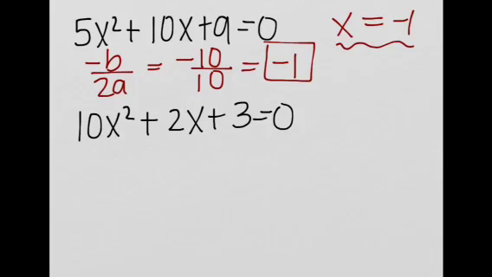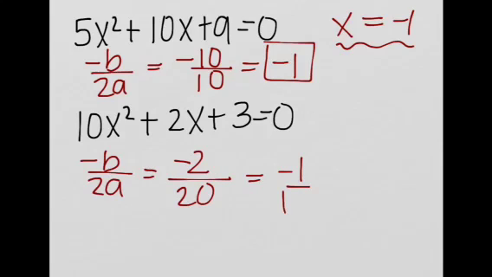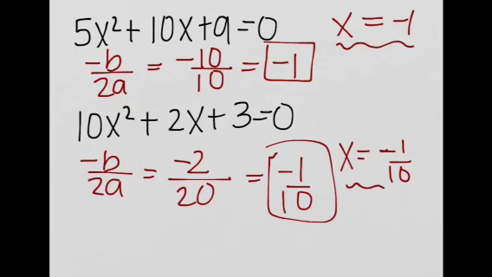Let's look at example number 2. We have 10x squared plus 2x plus 3. Negative b over 2a is going to equal negative 2 over 2a, which is 20. So we have negative 1/10. So x would equal negative 1/10, where the vertex happens.